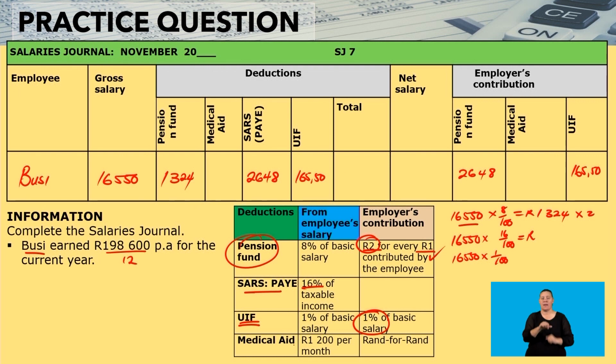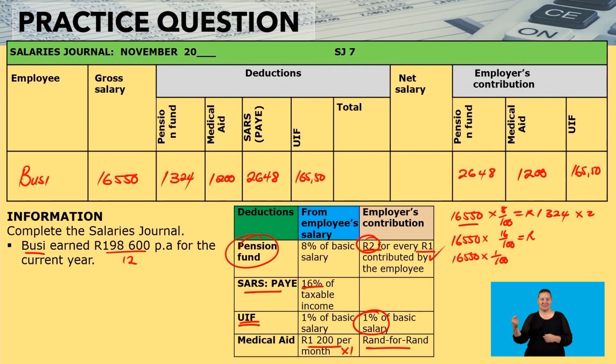Then lastly, I have my medical aid, 1,200 per month. So medical aid, the deduction is 1,200 rands per month. And the contribution is rand for rand. That simply means I take my 1.2 and multiply by 1, rand for rand. My contribution will become 1,200 as well.